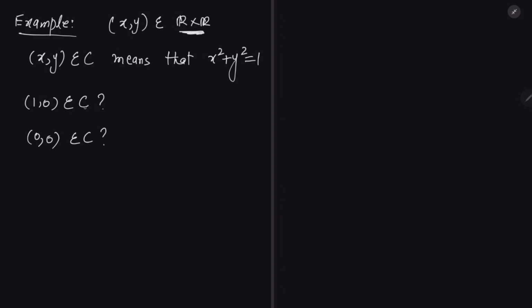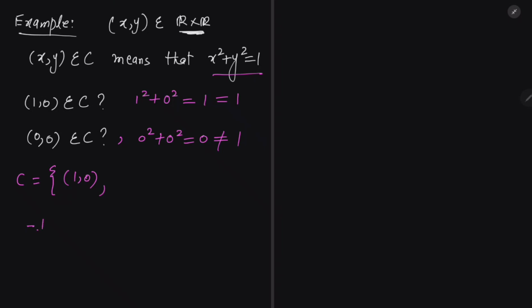For 1 0 to belong to C, we put it in the given constraint: 1 squared plus 0 squared is equal to 1. So 1 0 belongs to C. If we want to generate the set for C, we can say that 1 0 is in C. What about 0 0? 0 squared plus 0 squared is equal to 0, which is not equal to 1 on the right hand side. So 0 0 does not belong to relation C.